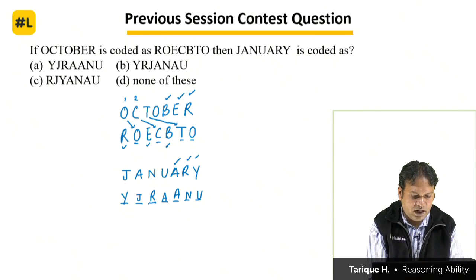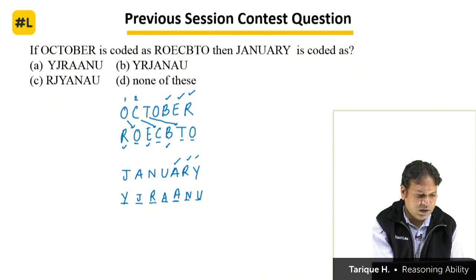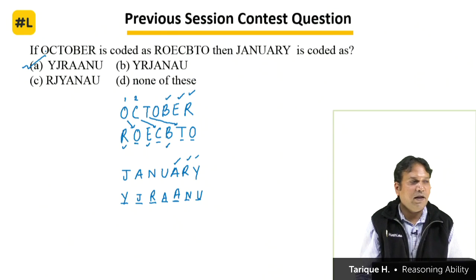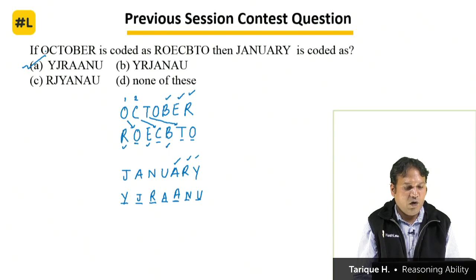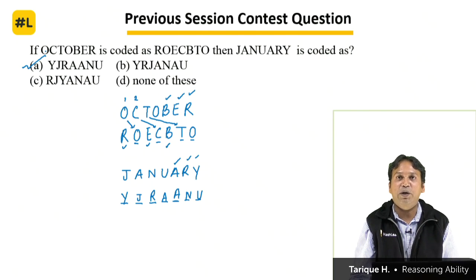So YJR AANU. So what is the answer? A. That is the answer. October is coded as ROECBTO, then January is coded as YJR AANU. This was a simple question of swapping. Anyhow, let's see how you perform in today's contest time. Get ready for today's contest question.